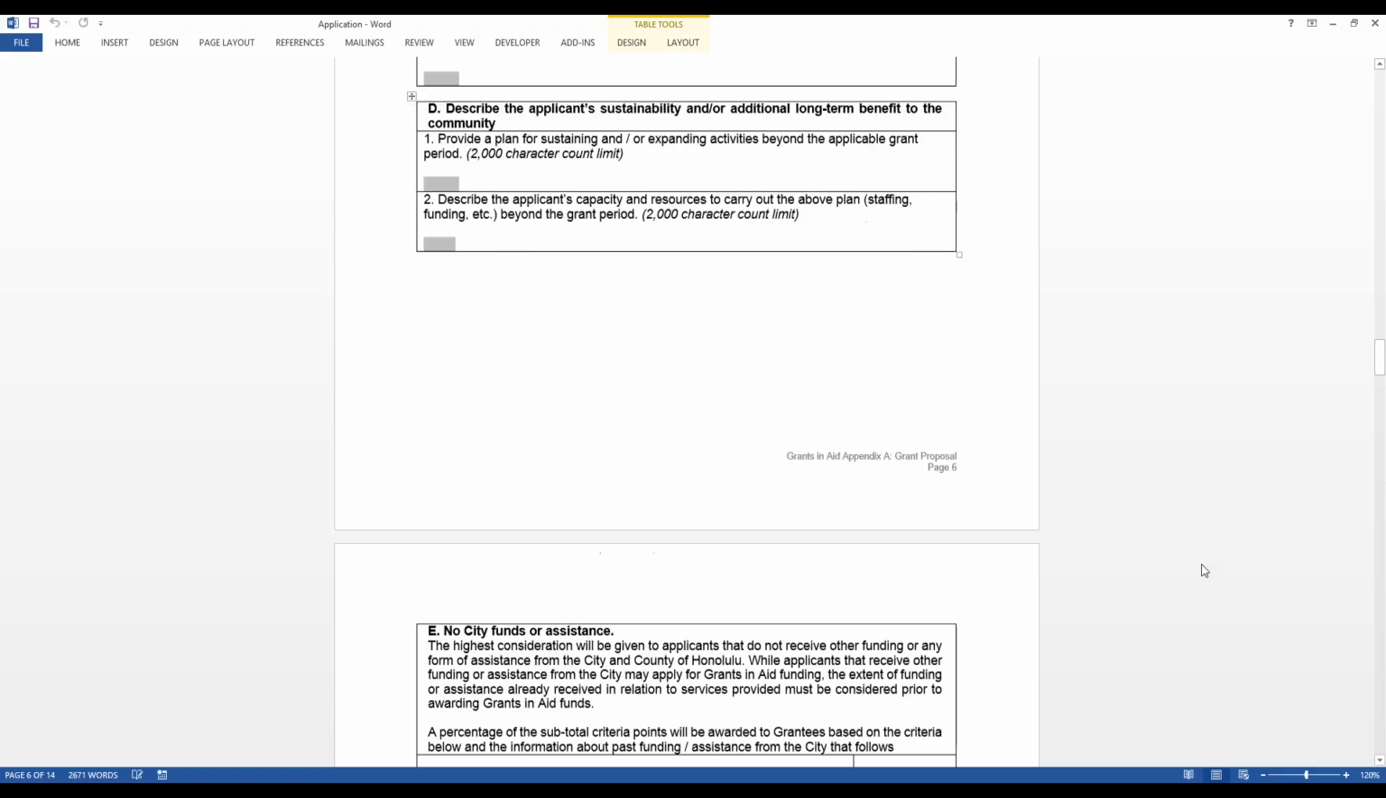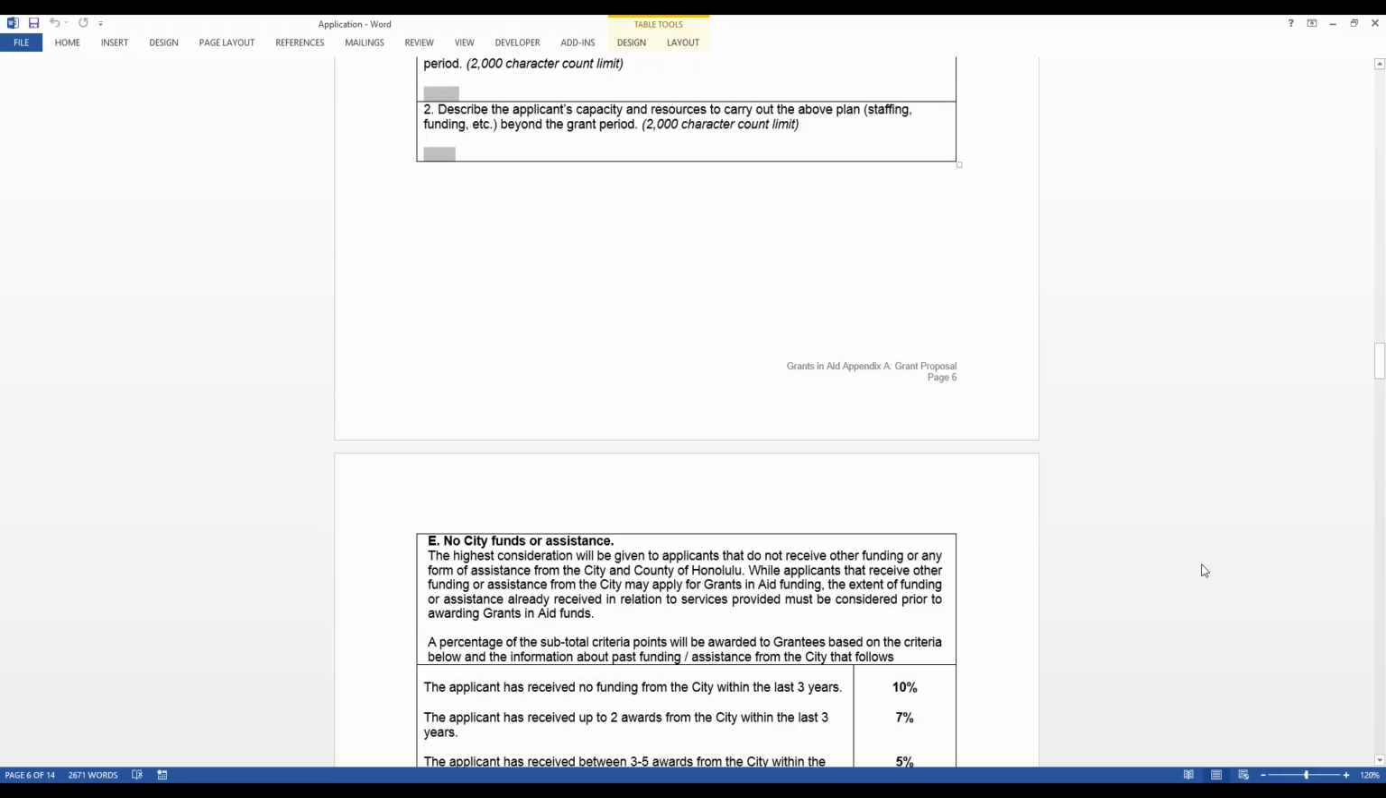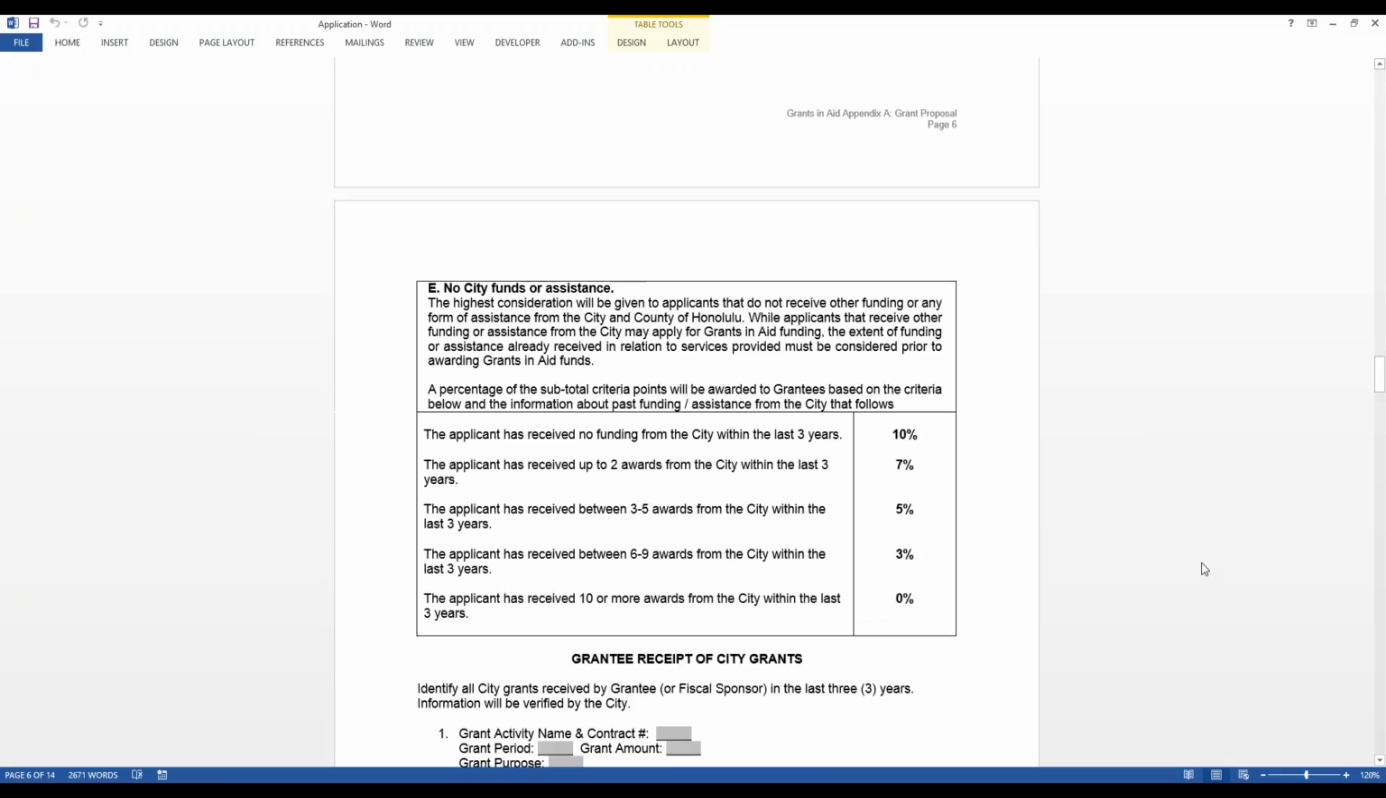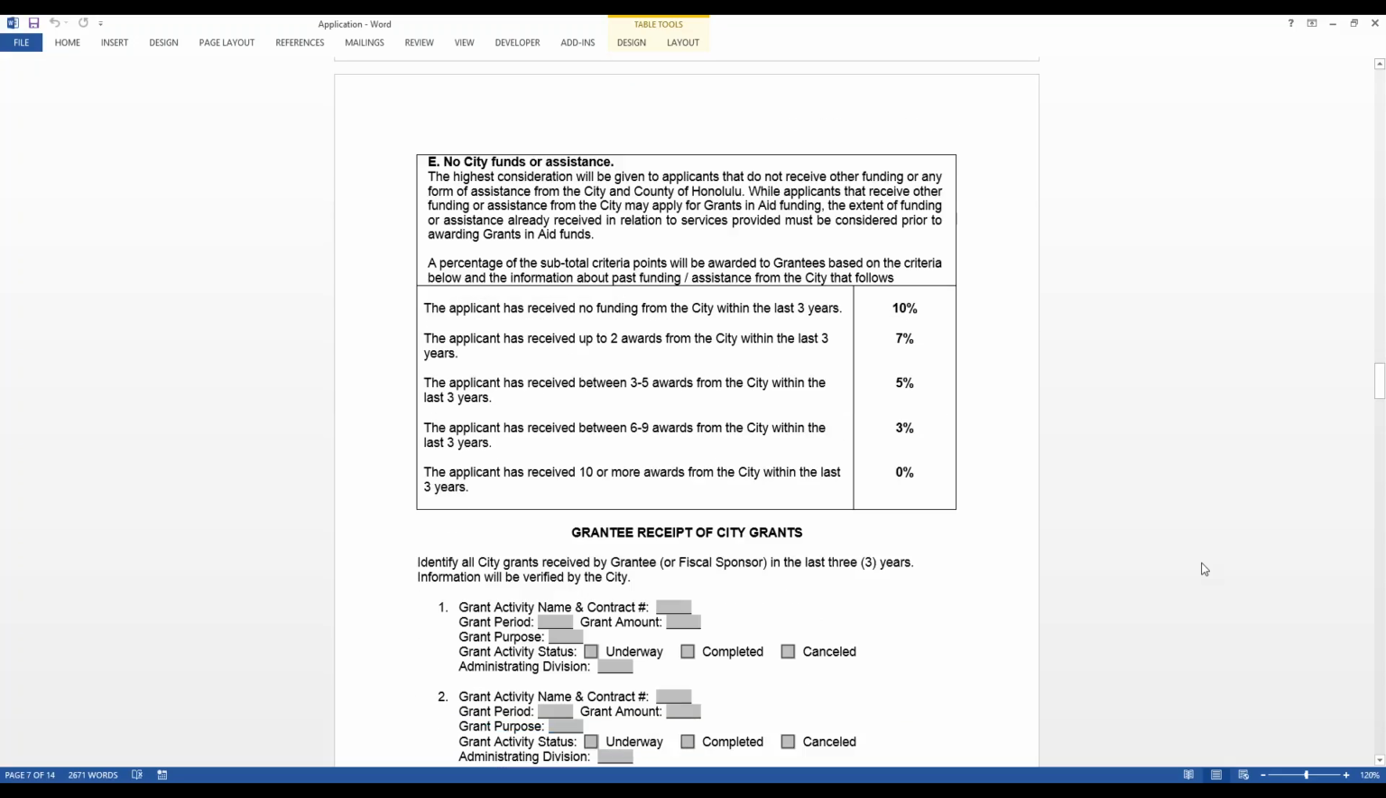Okay, so we are done with all the questions that you will have to answer about your grant activity. Now we're moving on to section E, the top of page 7. Section E says that if you never got any city funding before, you can actually get rewarded with higher points. And now we'll see how it works.